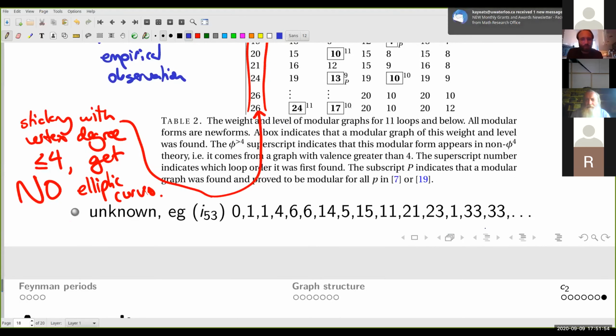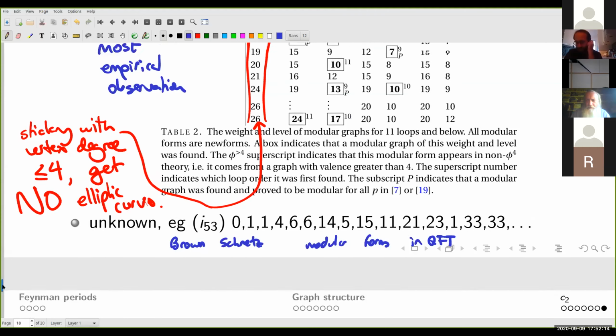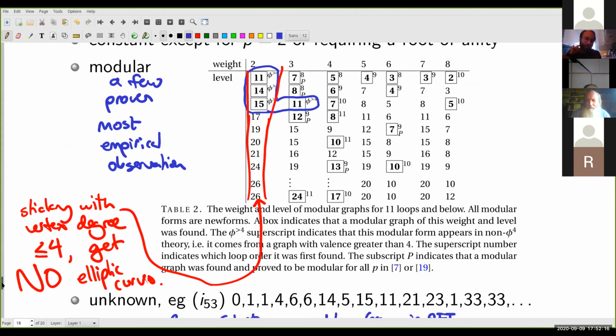There are plenty of unknown sequences, and so if you're really bored, here's a sequence for you. And you can find more of these. There's a paper of Brown and Schnetz about modular forms in QFT. And again, it's a bit older now. This table is actually slightly updated. This table is actually from something I did with Oliver and 2 undergrads, where we did some updated computations.